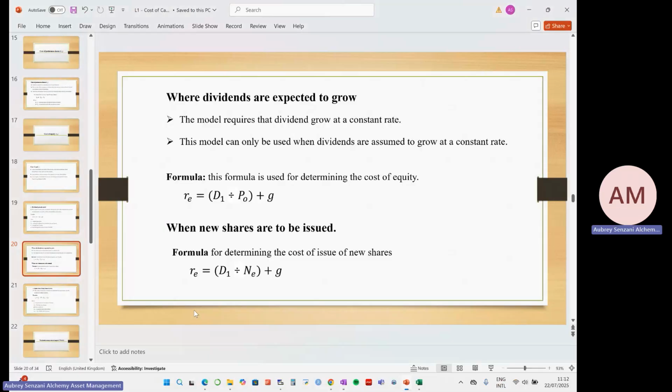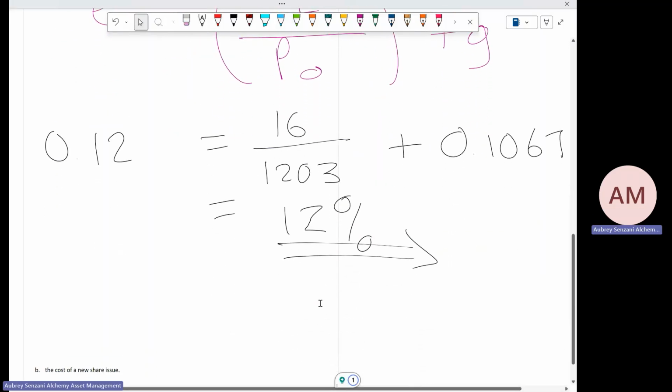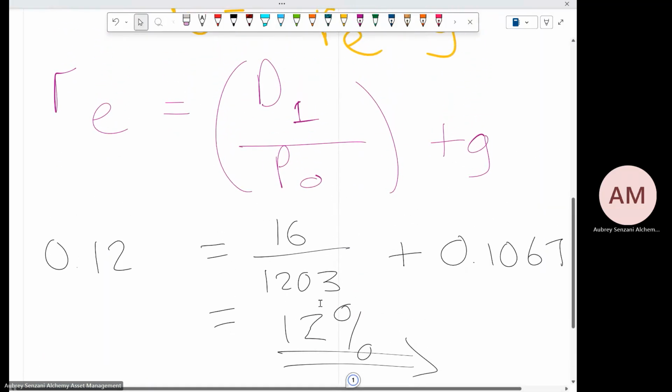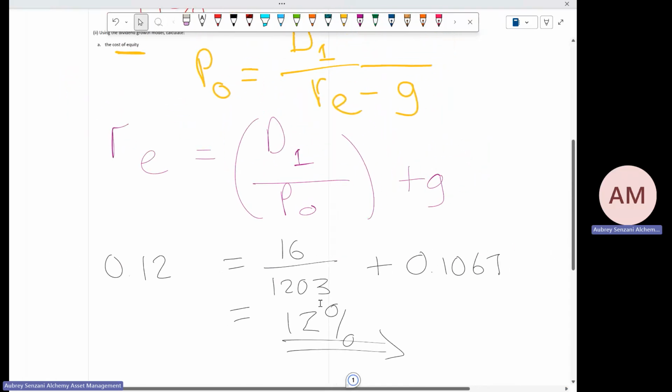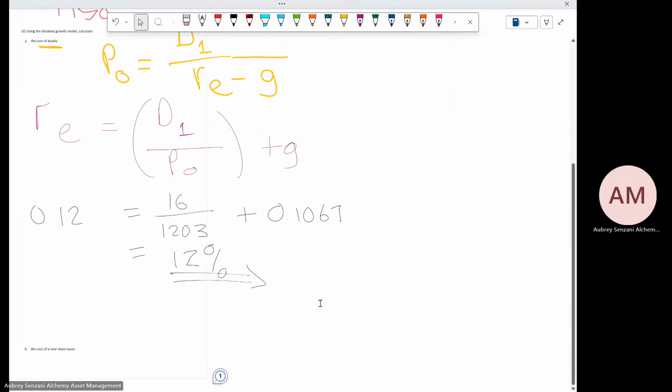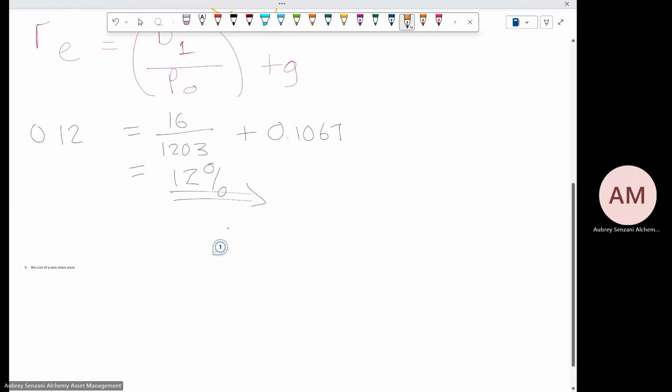Let's see. It's the P0 that changes to NE. That's the only thing that changes. Okay. And what is that NE? So I'm actually just going to copy this. No, let me use a different color for that one. To brown. So we're saying RE is equal to D1, the expected dividend, divided by NE.